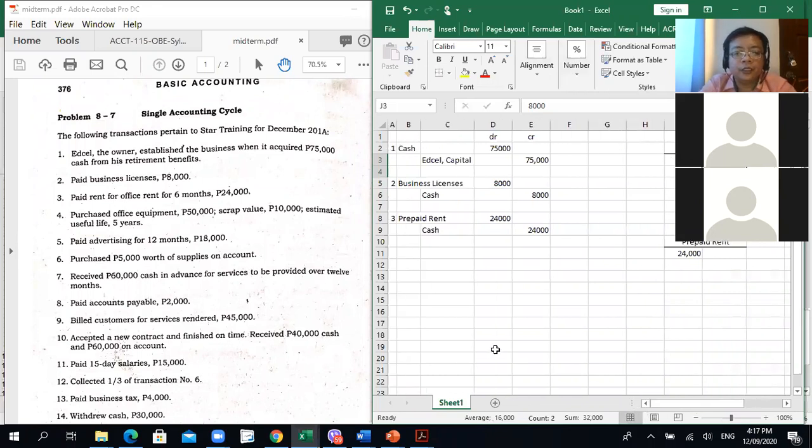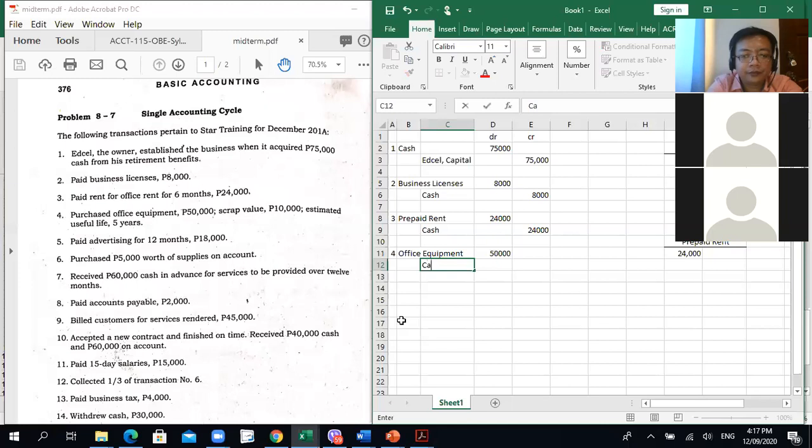All right. Next, number 4 is all about purchase equipment. The cost is 50,000, scrap value of 10, and estimated useful life of 5 years. So what happened to the scrap value? It is to be eliminated, but in terms of expense, it is used, no? But only the historical cost of 50,000. So you debit here office equipment at the cost of 50,000, and you credit here what? Cash, right? Of 50,000.